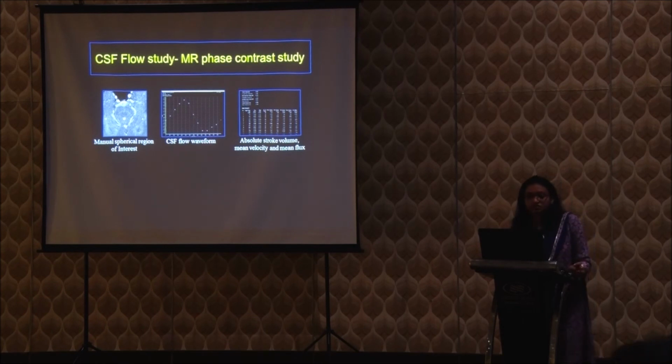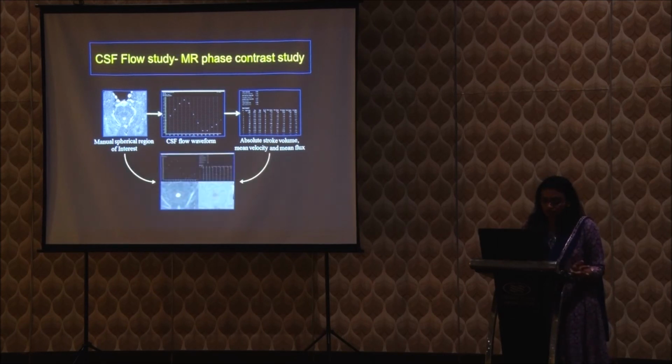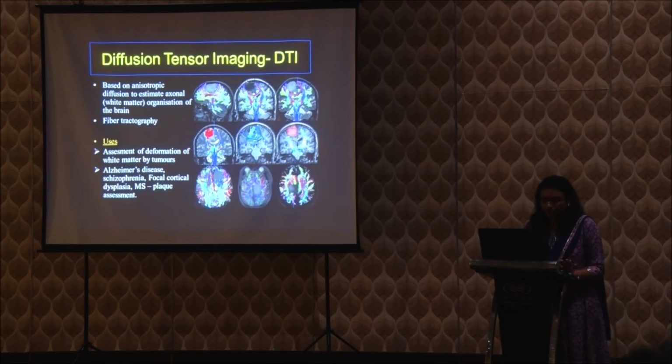So CSF flow study is used in NPH protocols in patients of NPH, where we run the sequence and the absolute stroke volume is calculated. Anything above 44 microliters will suggest a good response to shunting. So this is CSF flow study.